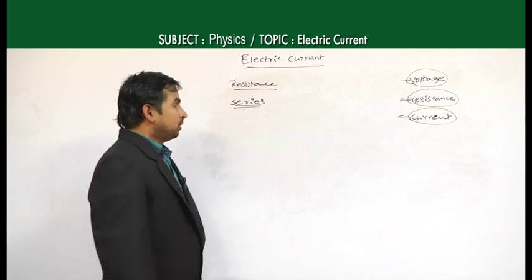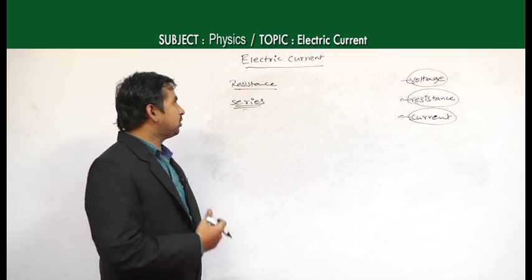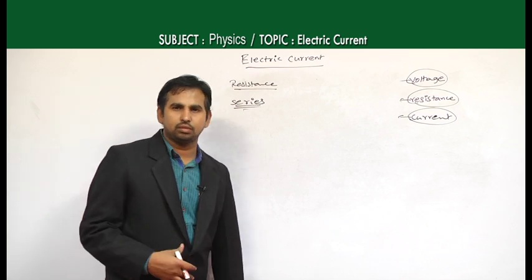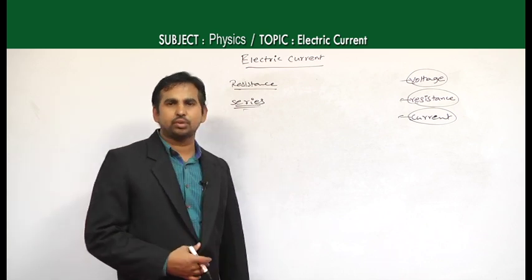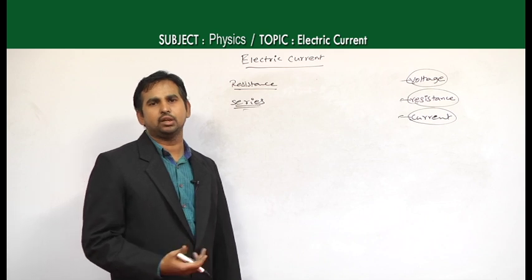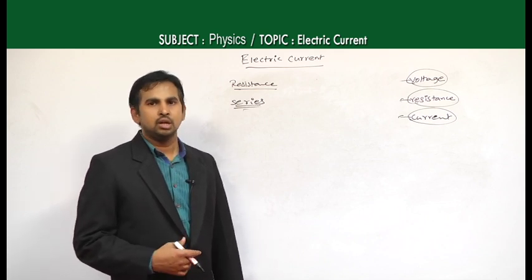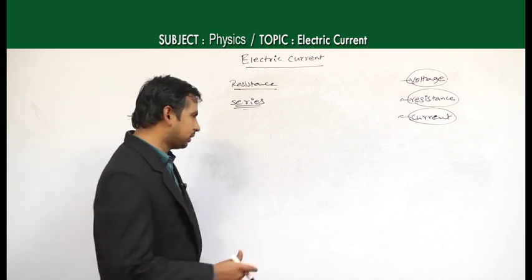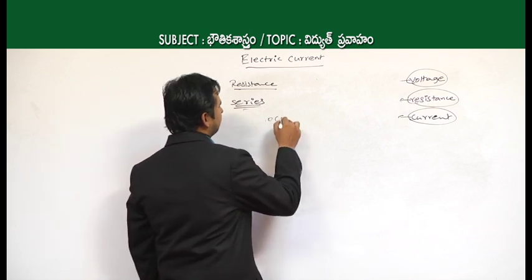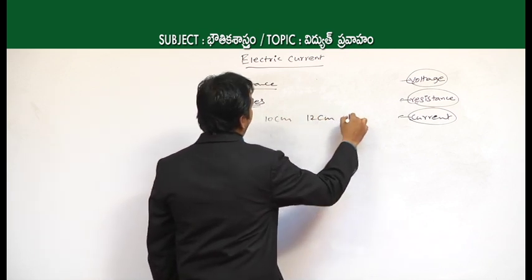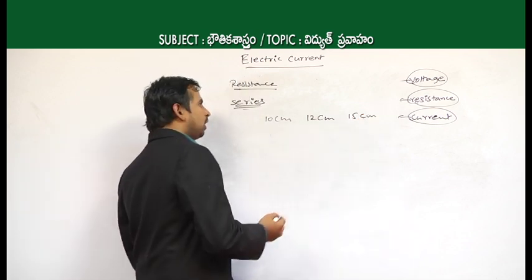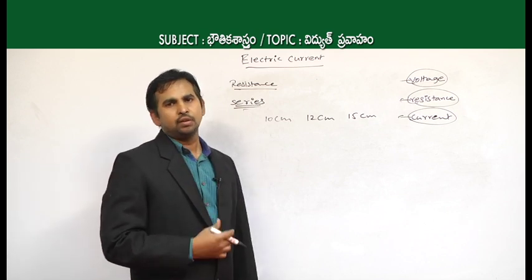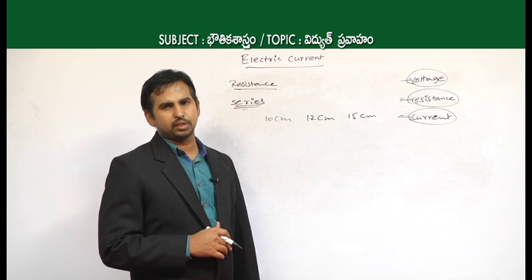Now, we will see that the resistance of a wire mainly depends on 3 factors. We have seen it depends on temperature, the length of the wire you are taking, and the area of cross section, which is the thickness. Let us say for example, in the exam they will ask questions like this. If you have 3 copper wires having lengths 10 centimeters, 12 centimeters and 15 centimeters, which of these 3 has less resistance, we have to find.